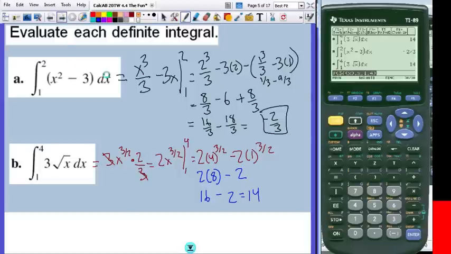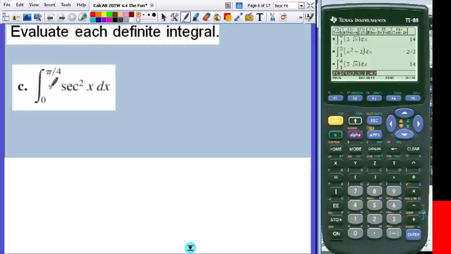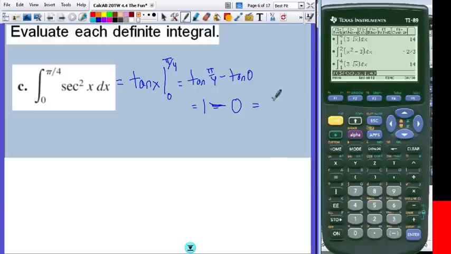Let's do one more. Now this is going to be with the trig function here. So integrate secant squared dx from 0 to pi over 4. So if you remember your trig identities, I think I do, that's going to be tangent of x from pi over 4 to 0. So it's going to be tangent of pi over 4 minus tangent of 0. Tangent of pi over 4 is going to be 1, and tangent of 0 is going to be y over x, which is 0. So your answer is going to be 1.